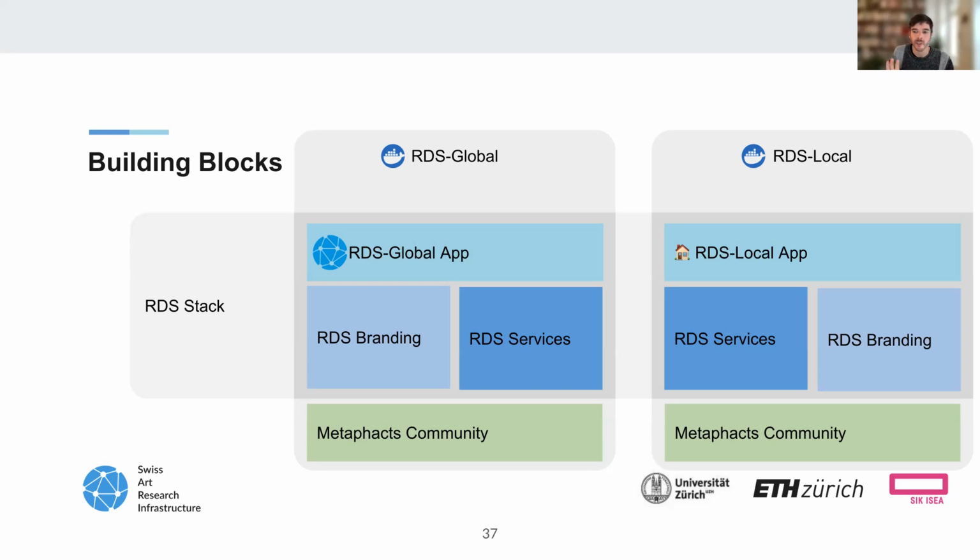And we have the two different apps, the RDS global app, which runs on our servers, which has this integrated data lookup and accepts incoming data, or the RDS local app, which supports data creation. And we publish two Docker images, the RDS global image and the RDS local image, which is what we'll be using in the hands-on session tomorrow.